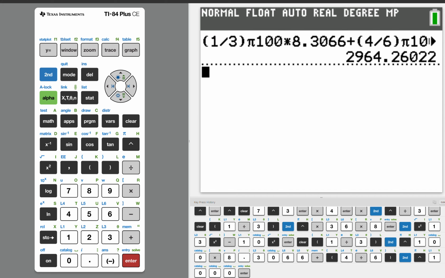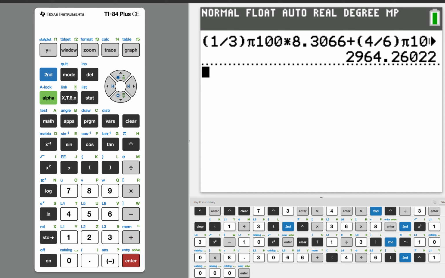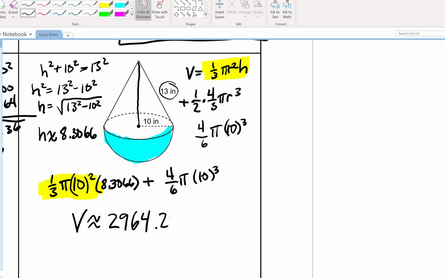And it gives me 2,964. The composite volume of this would be 2,964.26, and all of this is in inches, so this would be in inches cubed, or cubic inches.